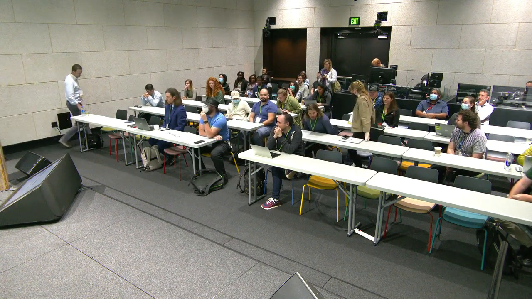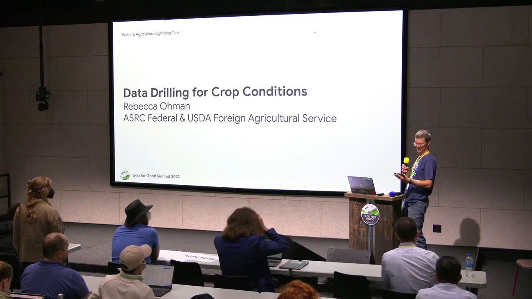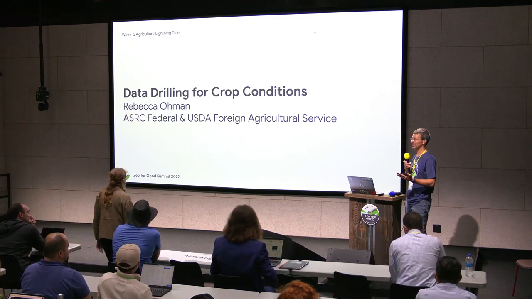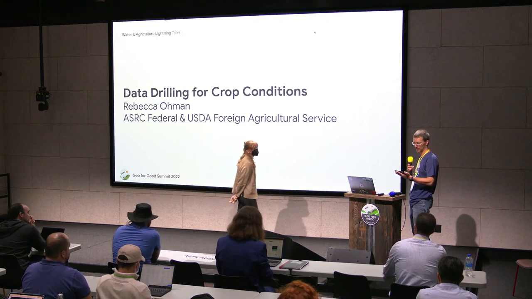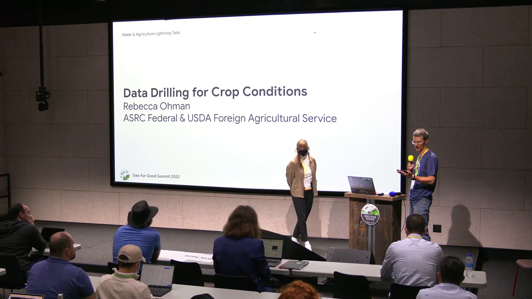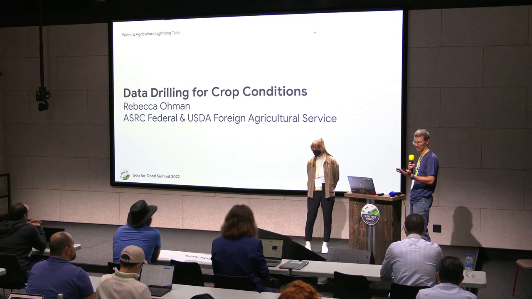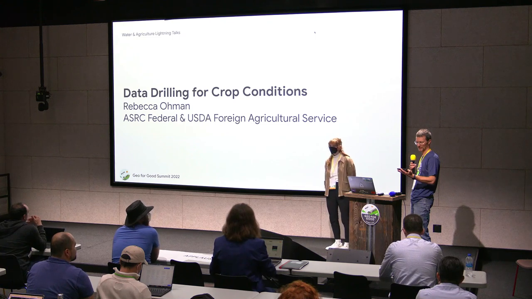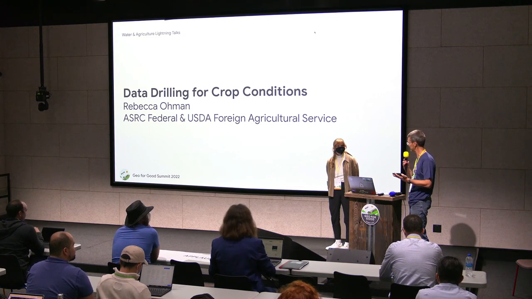All right, thank you very much. I'm going to do short introductions from here for the next speaker as they come up. Rebecca Ohman is a geospatial analyst supporting the United States Department of Agricultural Foreign Agricultural Service. In this role, she analyzes remote sensing observations to inform global estimates of crop production impacted by climate conditions and conflict.